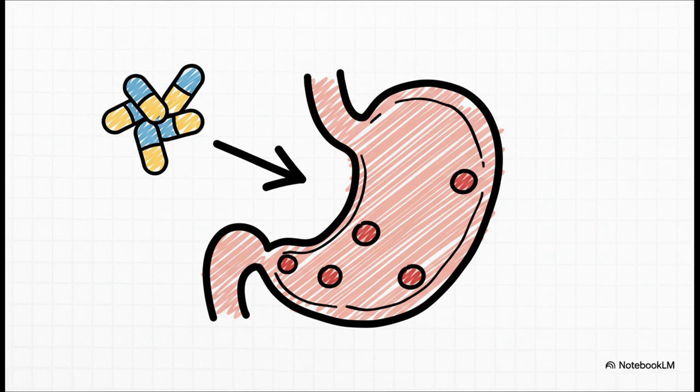Let's start with the big one, Fundic gland polyps. These are usually small, smooth, and found in the upper part of the stomach. But here is the real kicker. There's a super strong link between these polyps and a class of medication that millions of people take every single day, proton pump inhibitors, or PPIs for acid reflux. It just goes to show, as medicine evolves, we see these new patterns emerge.